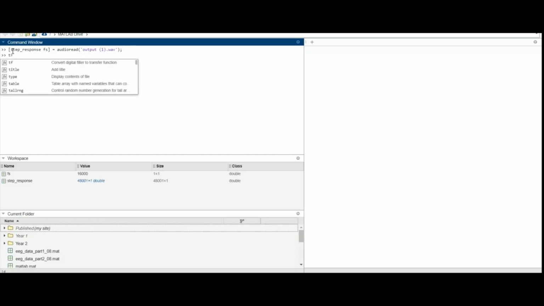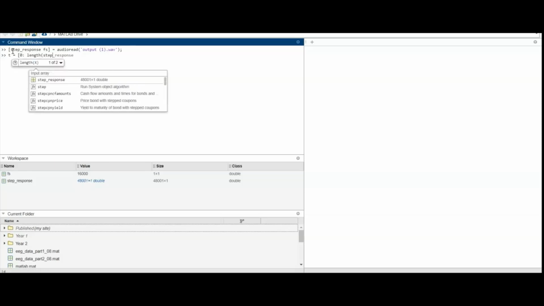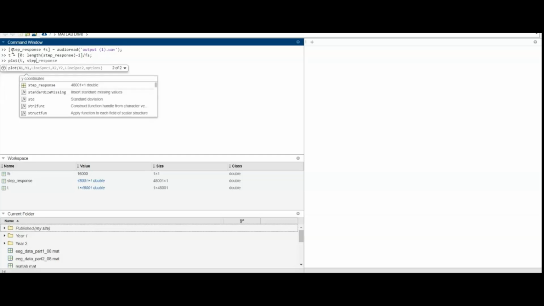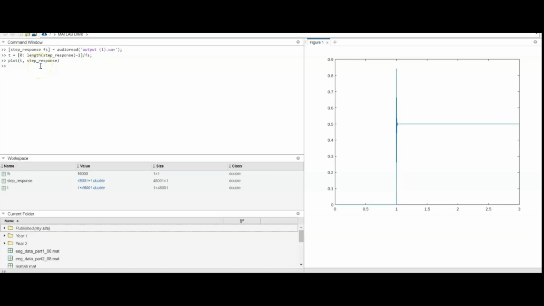And we want to plot this against time, so we're going to make a time array. It starts from 0 and it's going to go for the length of our signal step response minus 1, because we want to start from the 0 sample, and we're going to divide it by the sampling frequency, and that should be our time domain. So now we're going to plot this by just putting plot t on the x-axis and step response on the y.